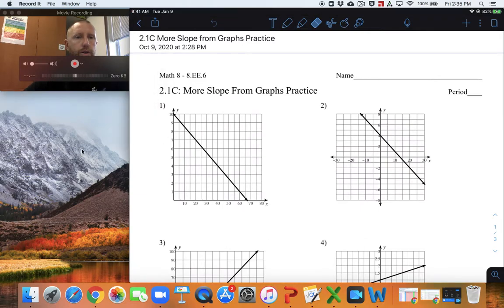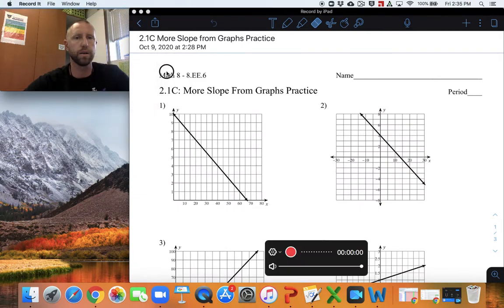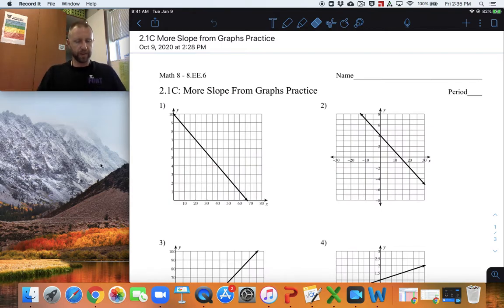All right, so we are on to the assignment for 2.1c. I am on page 85 in your books. Just a quick reminder, don't forget to not only put your name on your paper so that we can see that in the picture, but also what period you are. Okay, don't forget to do that. All right, anyways, let's go ahead and do these.